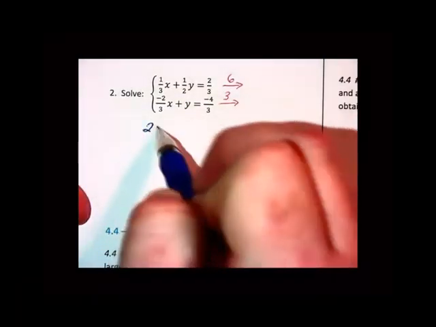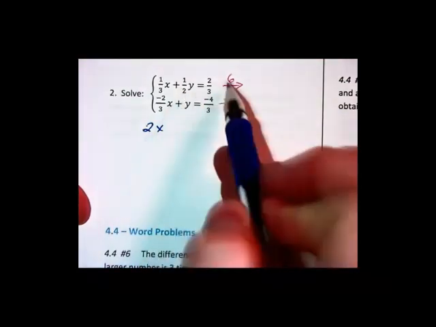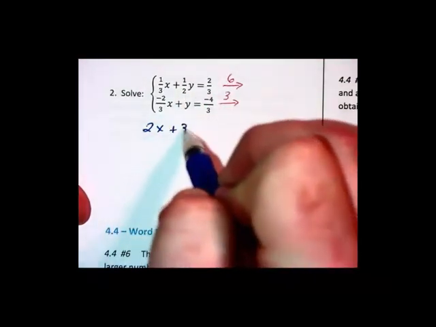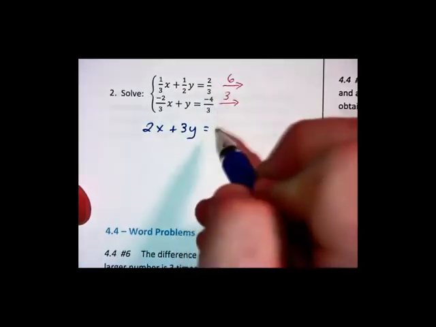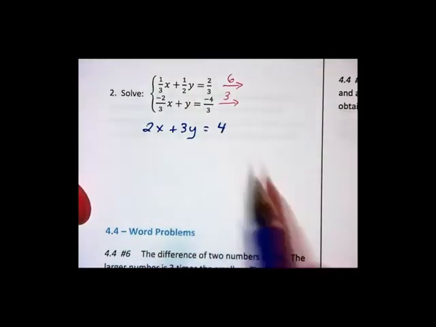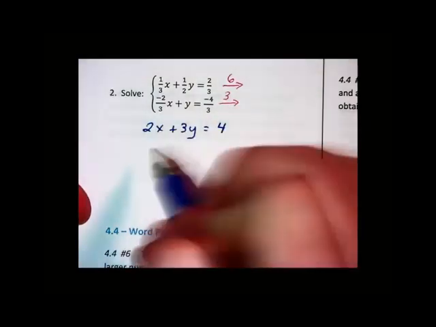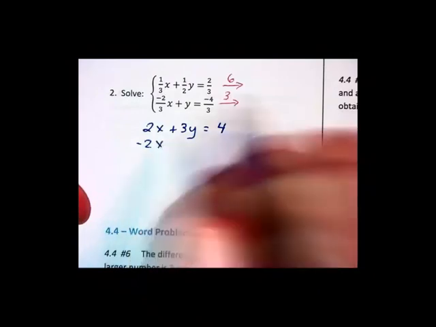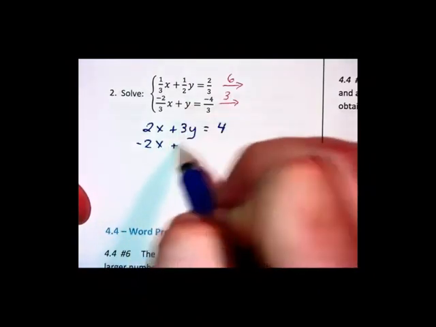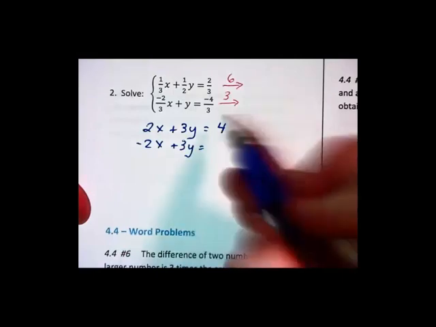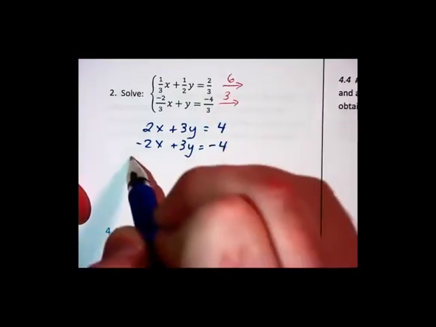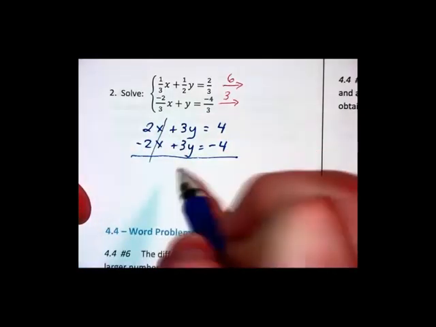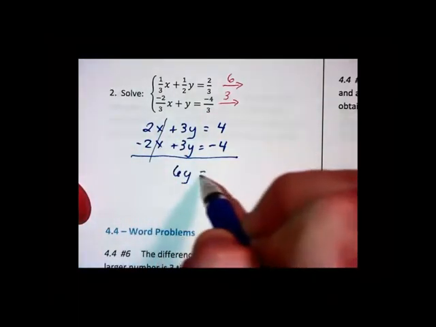1/3 times 6, that gives me 2x on the first equation. 1/2 times 6 gives me plus 3y. And then 2/3 times 6, that's 12 over 3, that's 4. The next equation, the 3's cancel, giving us negative 2x. Multiplying through by 3, I get plus 3y. Then here the 3's cancel and I get negative 4. Adding down, the x's cancel, I get 6y equals 0.